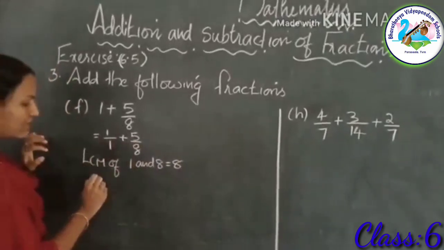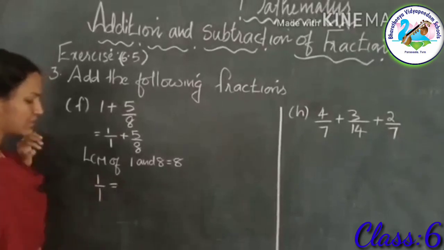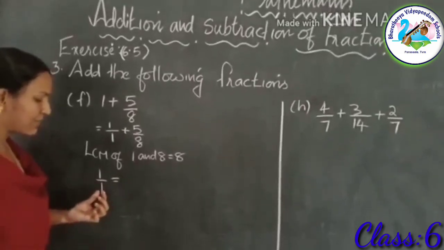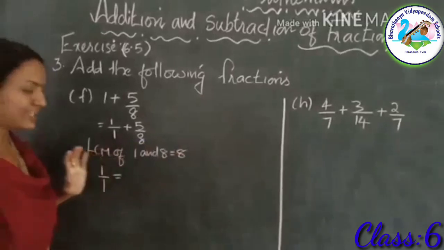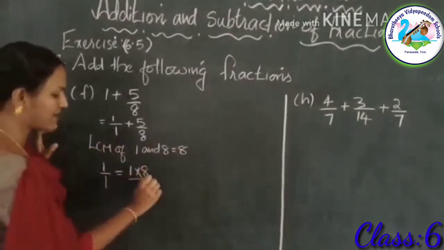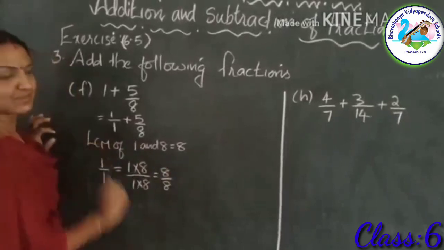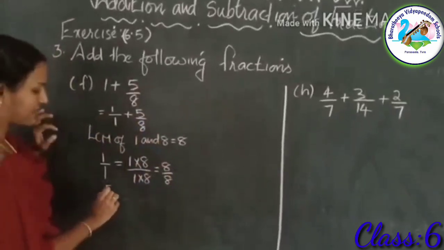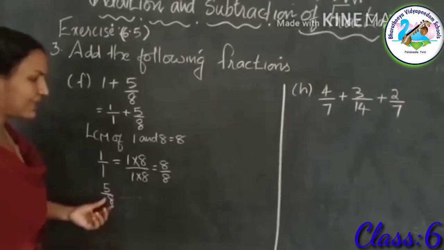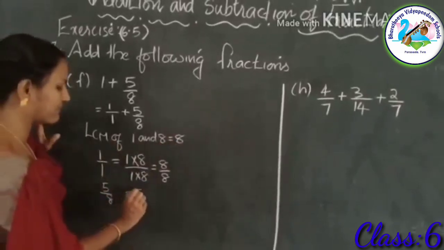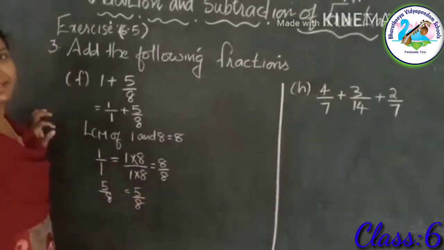So the first fraction 1 by 1 is equal to, here the denominator is 1, so multiply 1 with 8, we get 8. So 1 into 8 by 1 into 8 is equal to 8 by 8. The second fraction 5 by 8, here the denominator is 8, so write the same fraction 5 by 8.